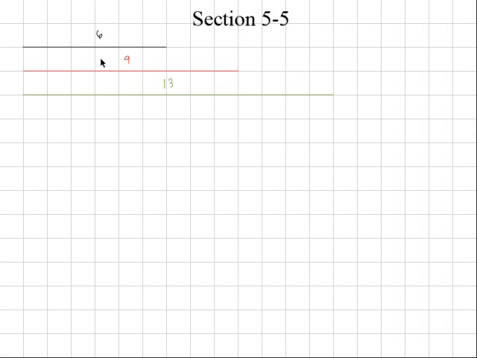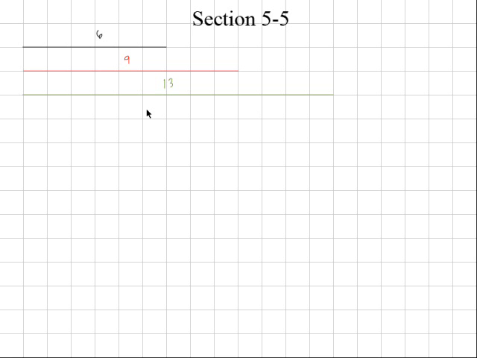Section 5.5. I've got 3 lines up here. The reason I put these little grid marks, these little graph marks there, was just to show you the lengths of these things. That's about the only way I could do this. So anyway, this is 1, 2, 3. Did I count right? 1, 2, 3, 4, 5, 6, and then 7, 8, 9, 10, 11, 12, 13. Yep. So this one's 6, this one's 9, this one's 13.